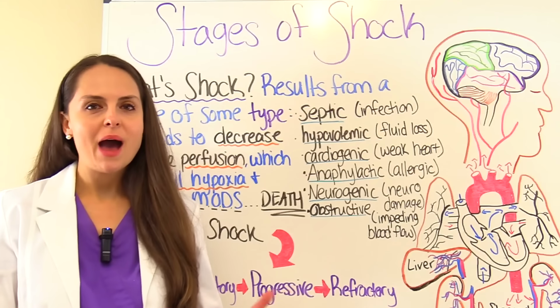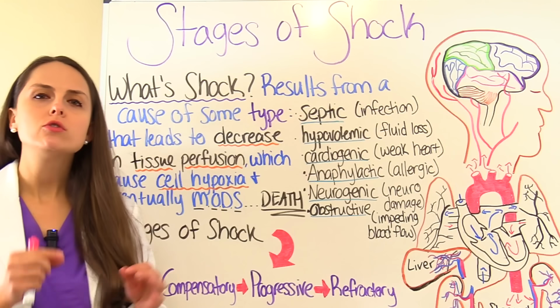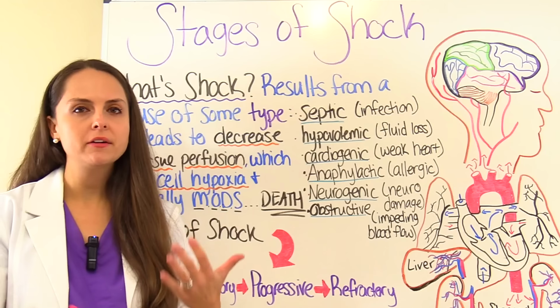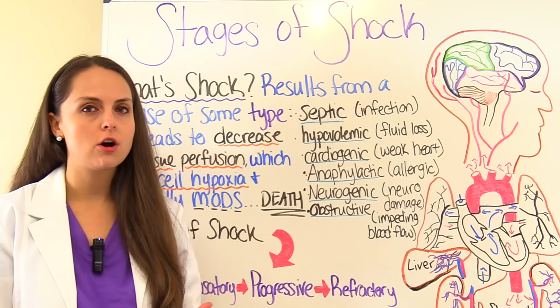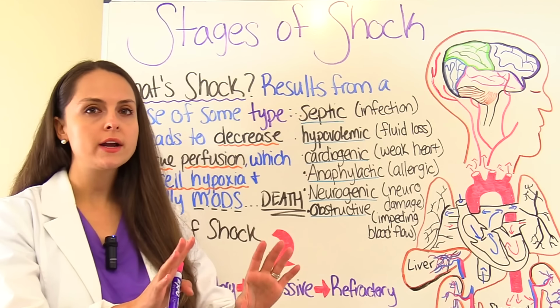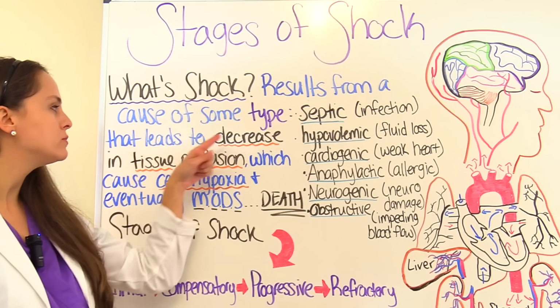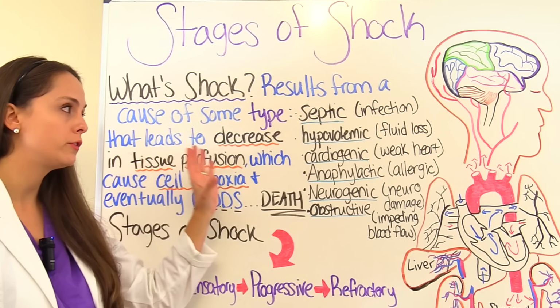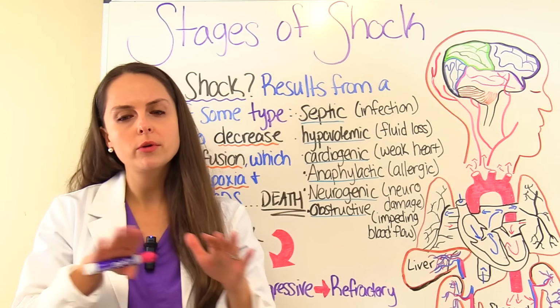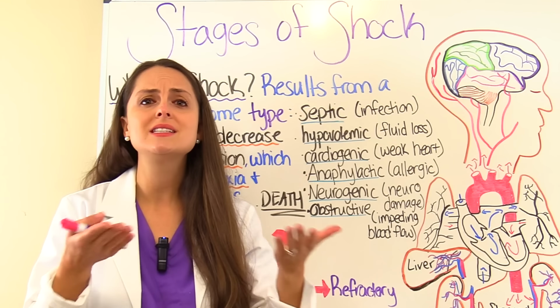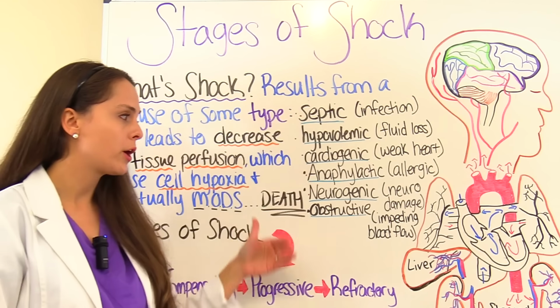First, let's start out talking about what is shock. Well, shock results from a cause of some type, and there's various forms of shock. But regardless of whatever form of shock we're talking about, that type of shock is going to lead to decreased tissue perfusion. So in this video, we're going to lay the foundation for shock by talking about the stages that these patients will go through.